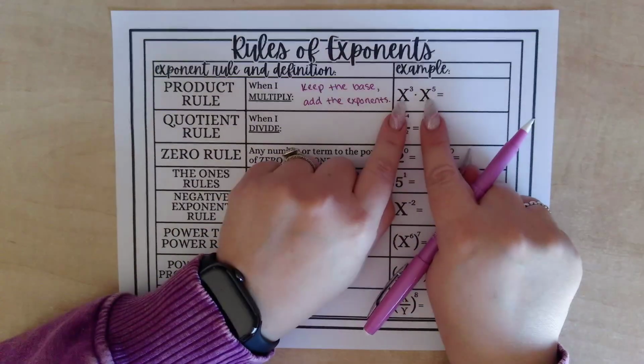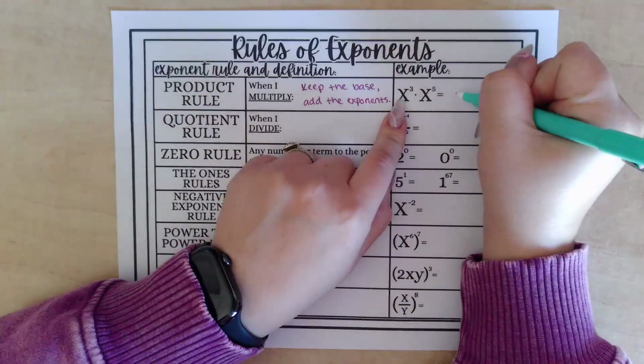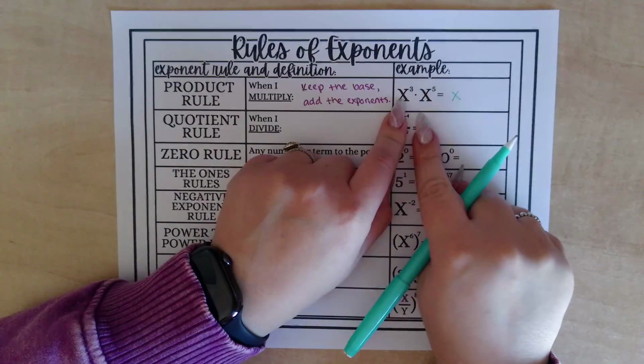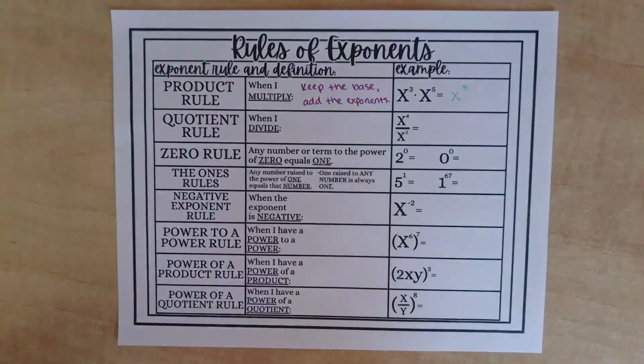Perfect. Bases are the same. Therefore, I know that whatever answer I'm going to get, the base is going to be x. And then I know that 3 plus 5 is 8. Perfect. When I multiply, keep the base, add the exponent.